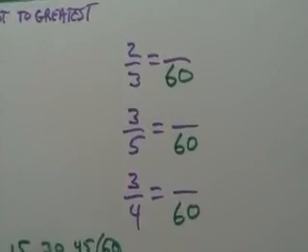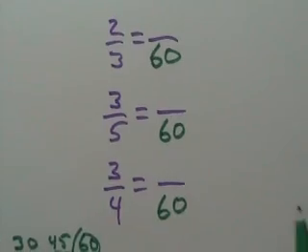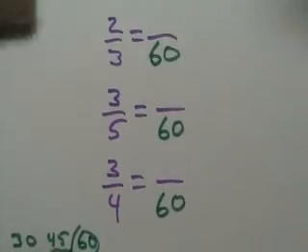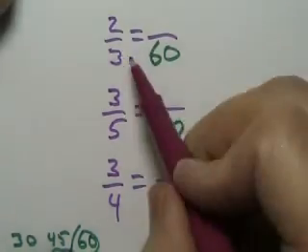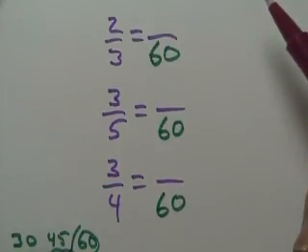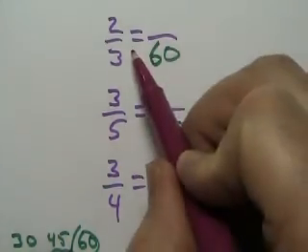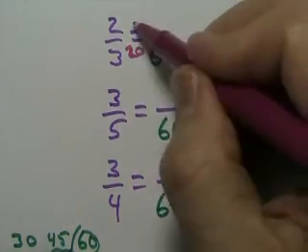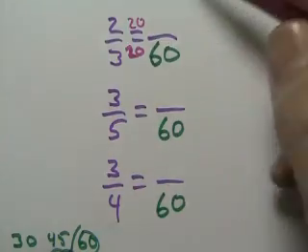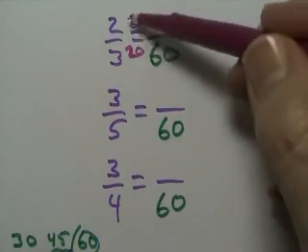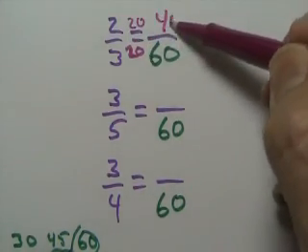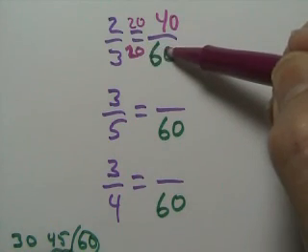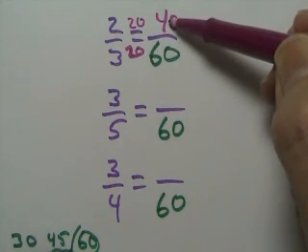So let's see now, we need our top numbers now so we can compare them. We need our numerators. So doing that, let's see, 3 times something is 60. 3 times 20. So I need to put that same number up on top, 20. 2 times 20 is 40. So whatever you multiply to get the bottom, you have to multiply to get the top.